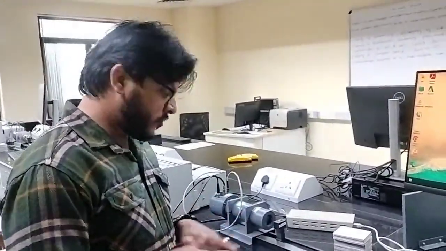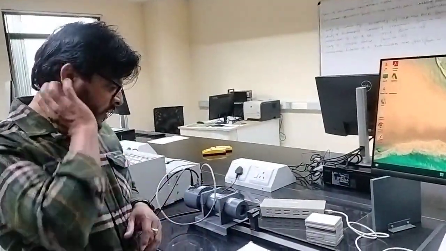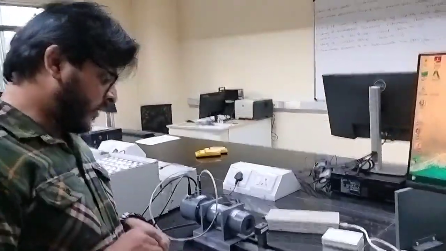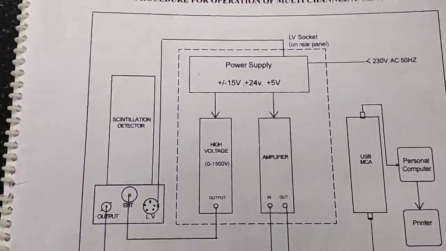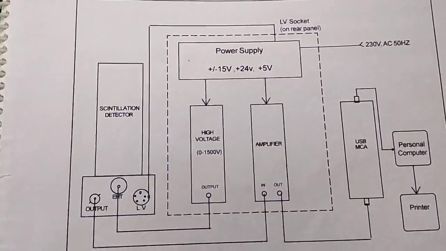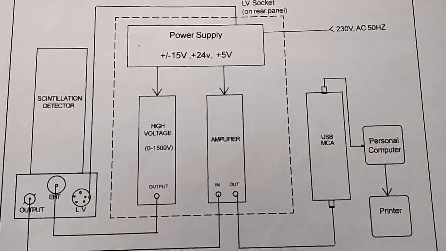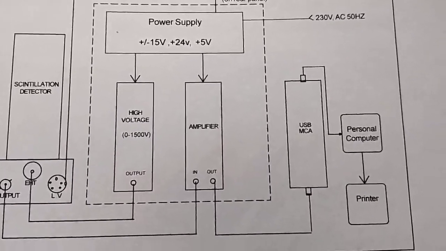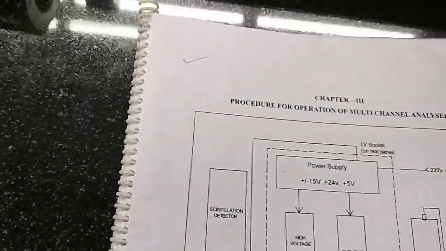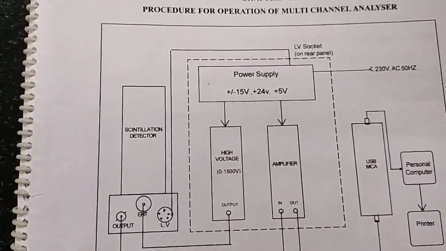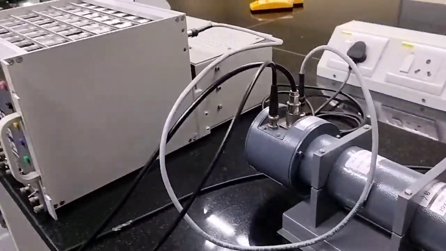So in this demonstration, we will study gamma ray spectroscopy using a multi-channel analyzer. This is the block diagram for the MCA. Here also you are using the scintillation detector, then you have a high voltage unit, a linear amplifier, and your MCA, and this MCA output is connected to the PC. So make the interconnections as per this block diagram, and switch on the PC and also the gamma ray spectrometer.